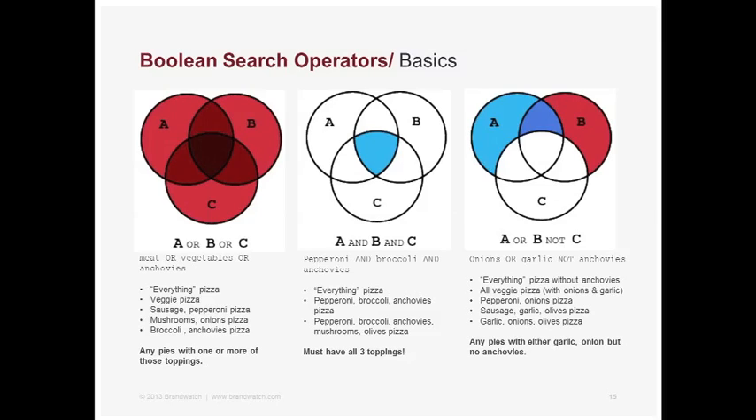And then there's the NOT, which helps you exclude things. And NOT is very important with social media monitoring because you always end up having a lot of stuff that you really don't care about and you need to be able to exclude it. So in my example, if we say we want any pies that have onions or garlic, either of them or both of them, but they can't have anchovies, then that excludes everything in circle C. So an everything pizza would be okay as long as it doesn't have anchovies. A pepperoni and onions pizza is okay because it has the onions, or sausage and garlic and olives is okay because it's got the garlic. Any of those combinations as long as it's either onions or garlic but no anchovies. So that's another way that you can pinpoint what you want and exclude the stuff that you don't want.